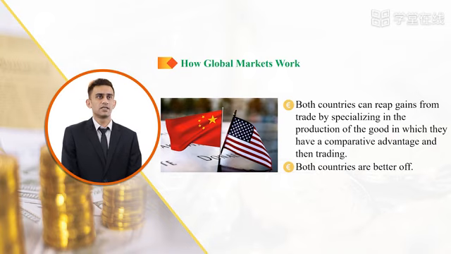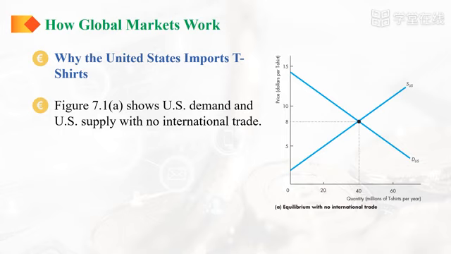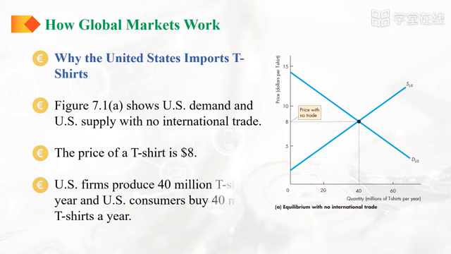Let's now illustrate the gains from trade that we have just described by studying demand and supply in the global markets for t-shirts and airplanes. The US imports t-shirts because the rest of the world has a comparative advantage in producing t-shirts. Figure 7.1 illustrates how this comparative advantage generates international trade and how trade affects the price of a t-shirt and the quantities produced and bought.